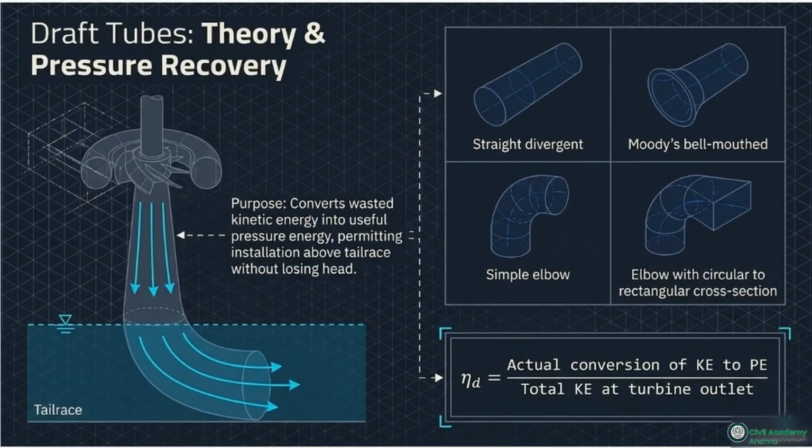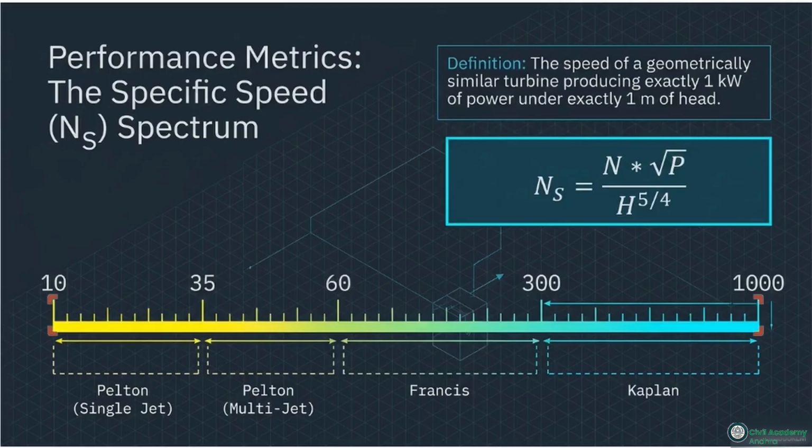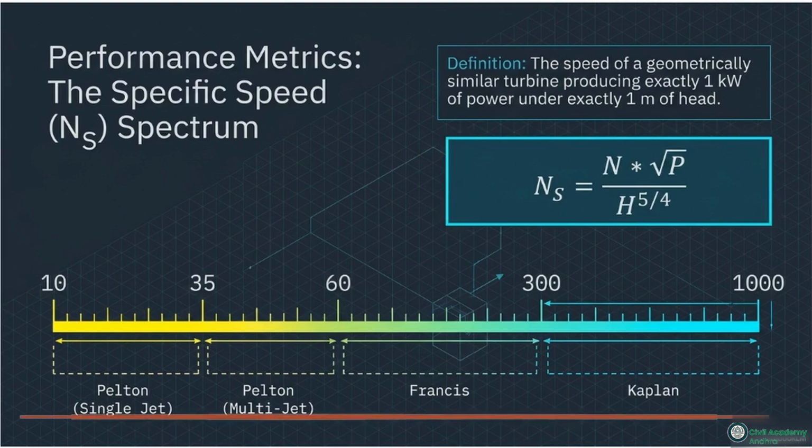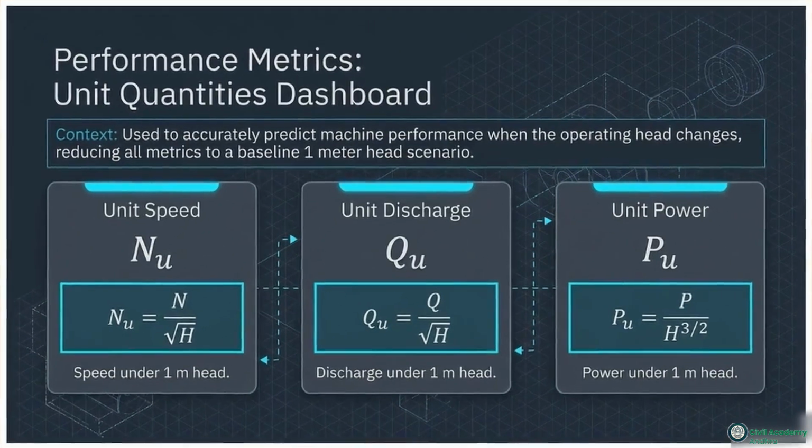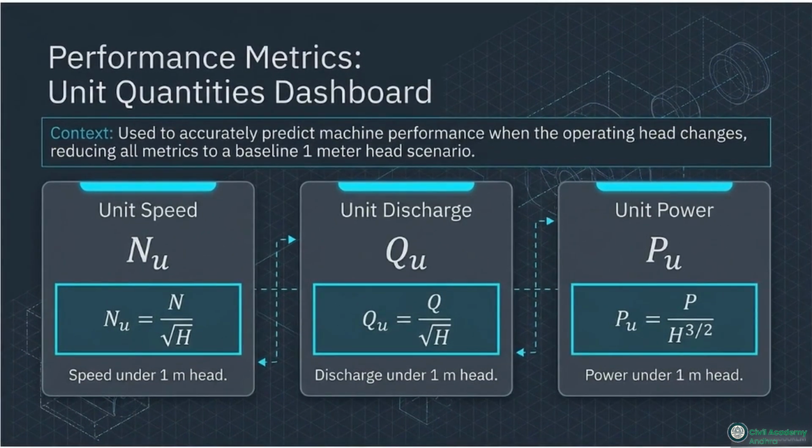Once a site is evaluated, engineers use this specific speed spectrum to pick the right machine. It is the exact numerical metric calculated to determine whether a dam requires a Pelton, Francis, or Kaplan turbine before construction begins. Separate specific speed from unit quantities, detailed on this dashboard. Unit speed, discharge, and power are strictly for an installed machine. If a drought lowers the reservoir head, we use these exact formulas to predict how the turbine's performance will change.